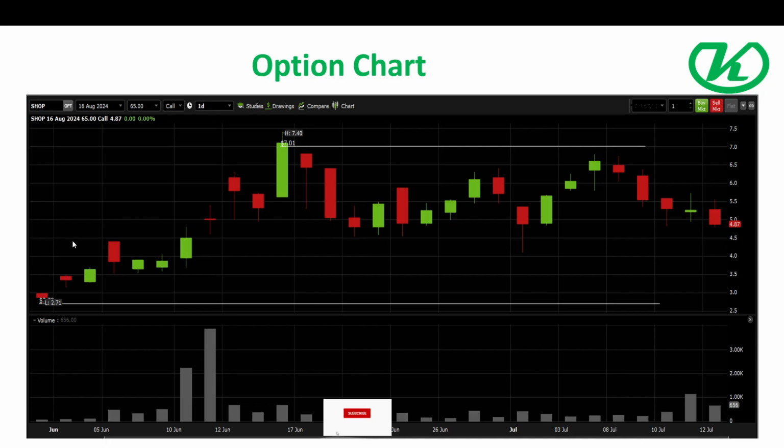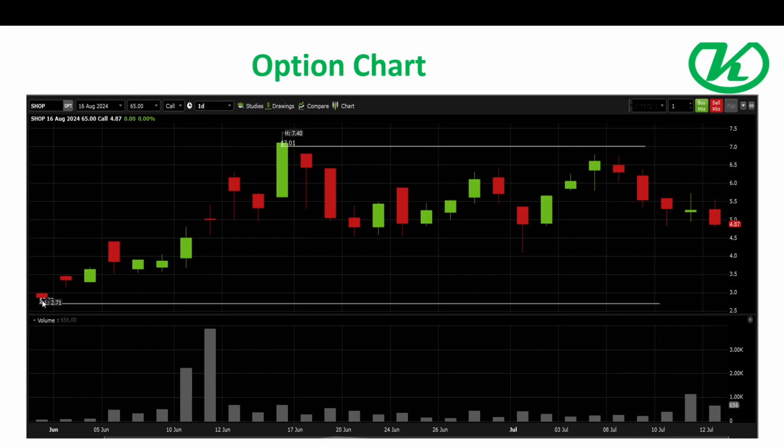So close to that date, the options were selling at $270 for the 65 strike for the 16th of August. I bought three contracts of this option, and then as the price started moving up, I sold them at $7, all three contracts. So this is the same scenario.